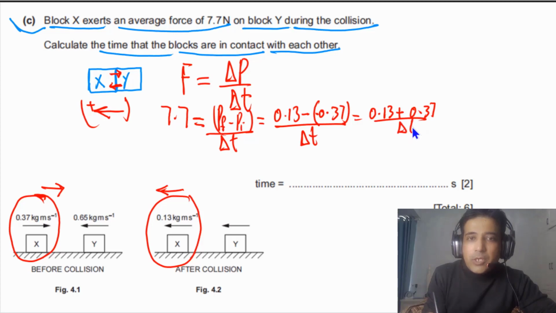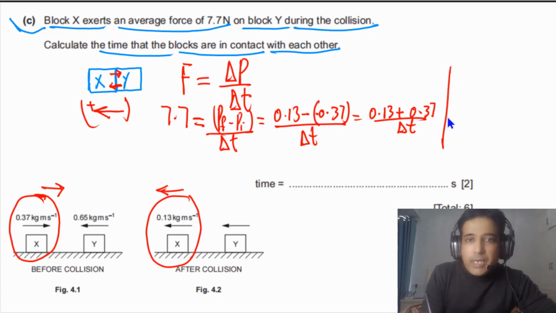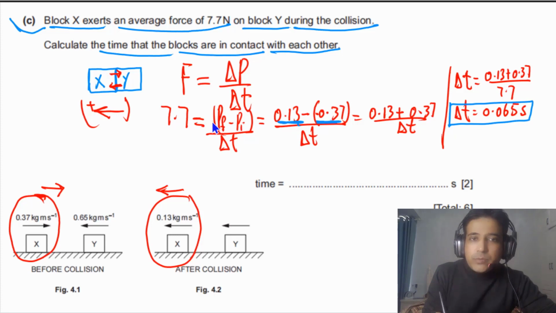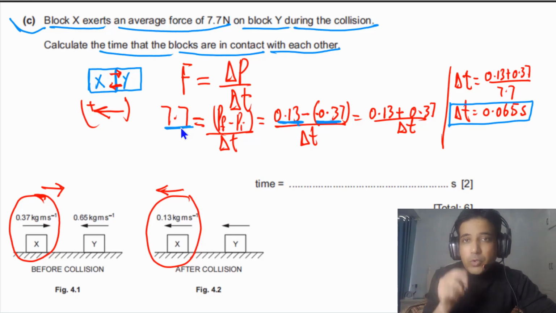Now if we solve this for delta T, we can get the value of T. I'll be writing here now. Delta t in this case will be equal to 0.13 plus 0.37 divided by 7.7. So we can find the value of delta t. Delta t in this case will be equal to 0.065 seconds. This is our final answer up to 2SF, because in the raw data we have 2SF. This has 2SF, this also has 2SF, this also has 2SF. So the least number of SF in raw data is 2SF, so the final answer should have 2SF as well. So this is our final answer.